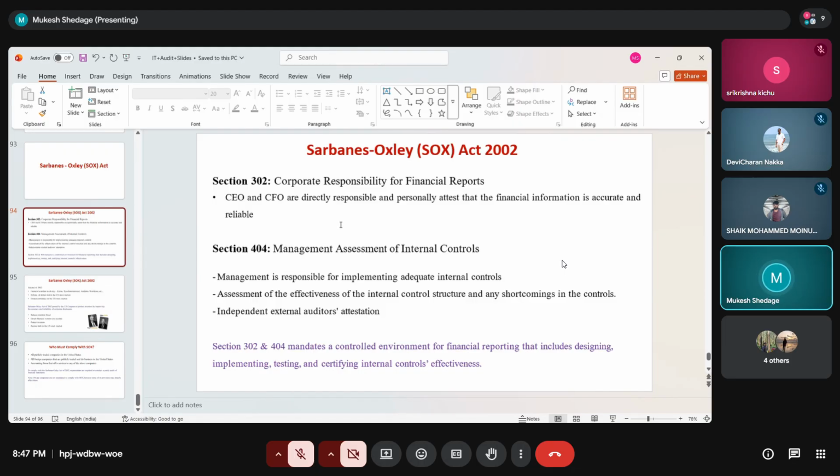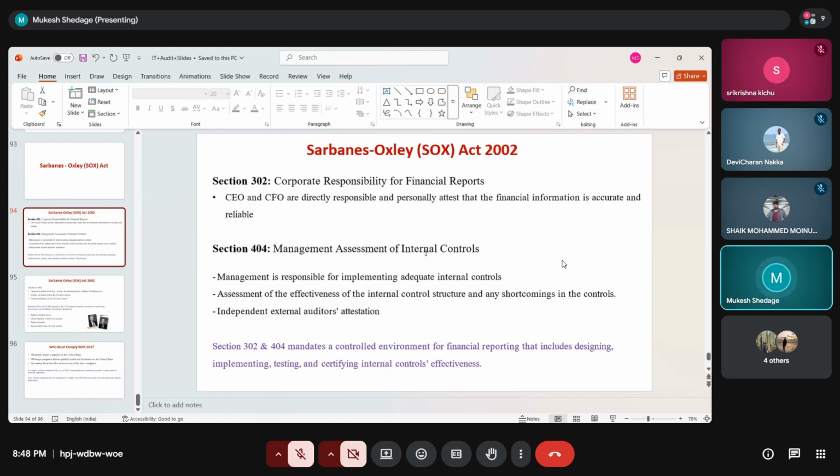Section 302: responsibility for the financial report of the organization, meaning their balance sheet, their share prices, everything. CEOs and CFOs are directly responsible. If manipulation happened in the company's financial report, these two people are directly responsible. And Section 404: the entire management of the company is responsible to create internal controls over the financial reporting system, meaning their servers, network, everything.